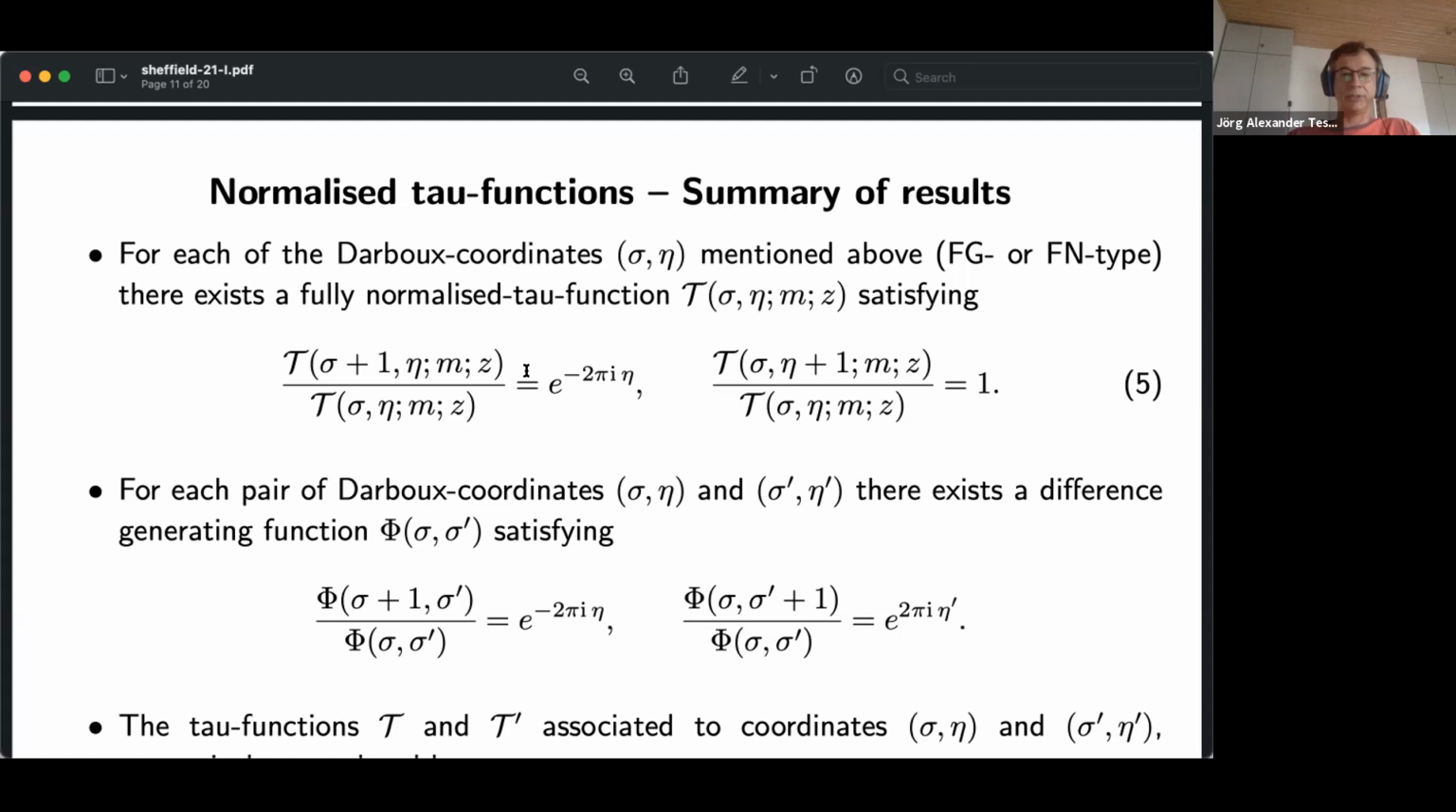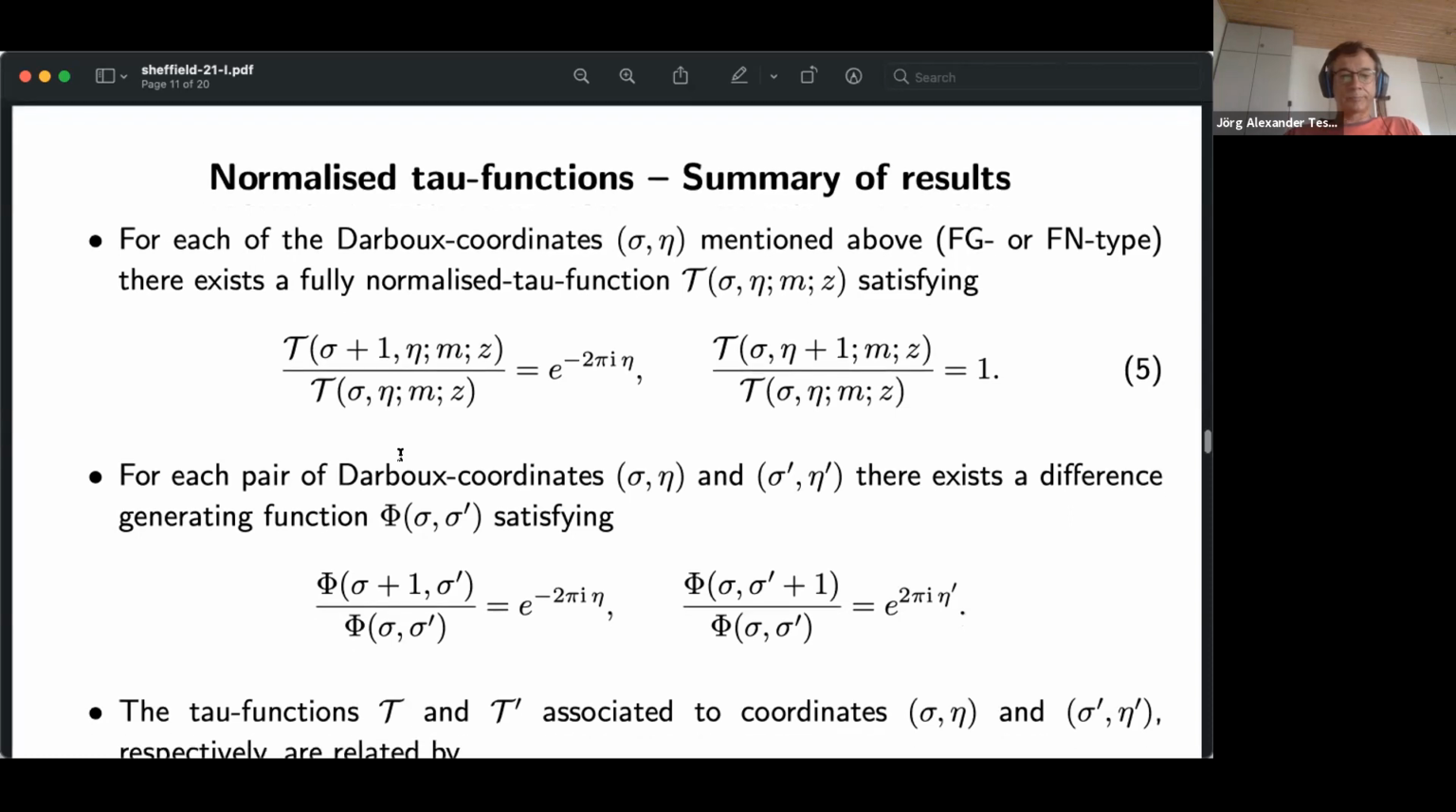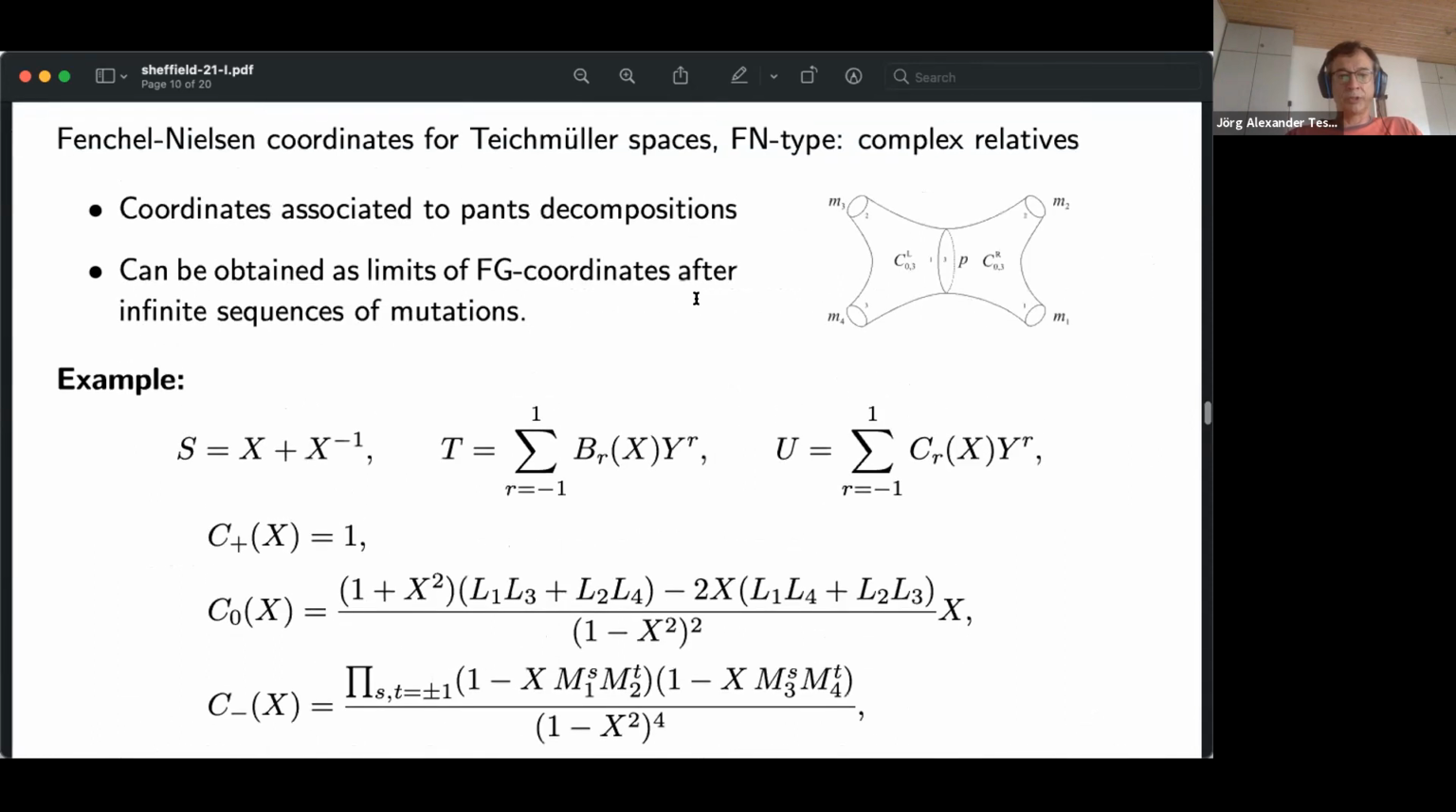And this is in some sense the main point I wanted to get to, namely that from the problem of normalizing tau functions naturally, some pretty nice structure emerges, which is the following. The normalizations fix the dependence on monodromy data in a particular set of Darboux coordinates.